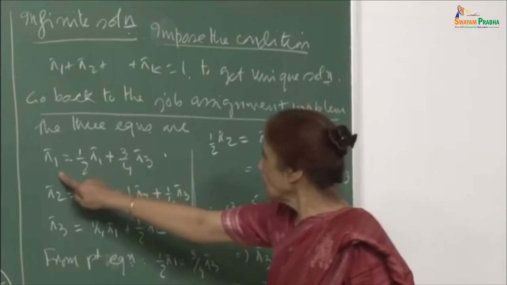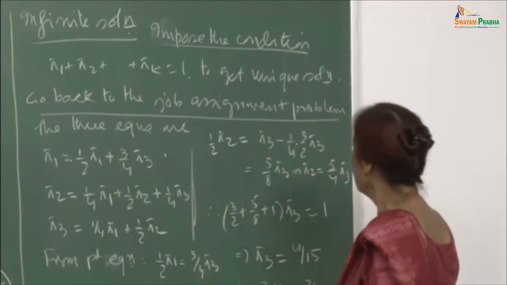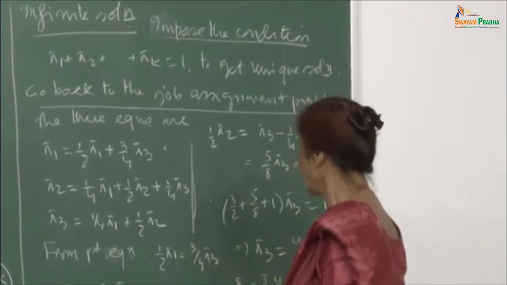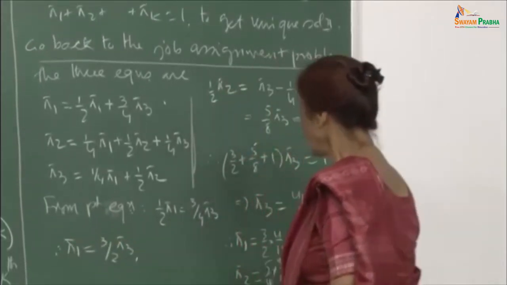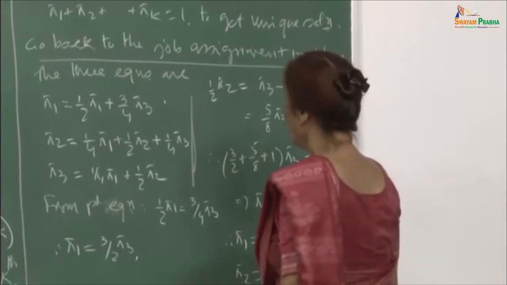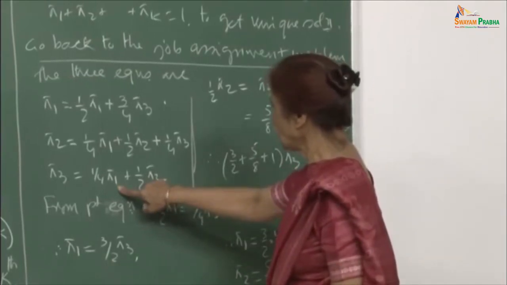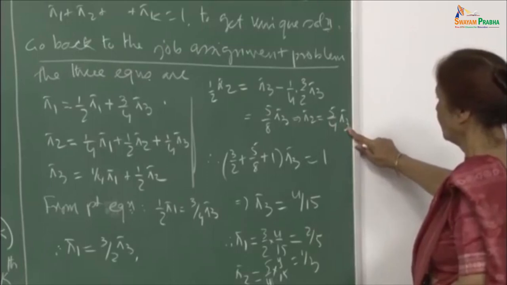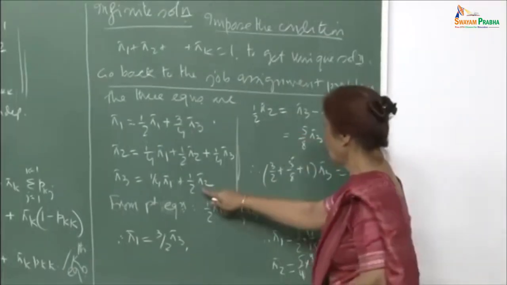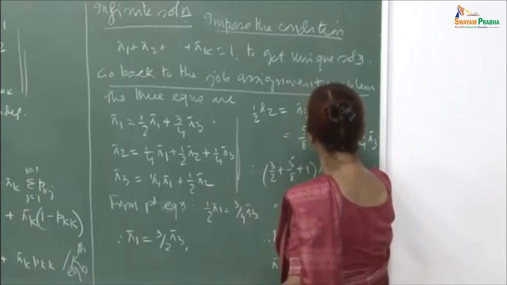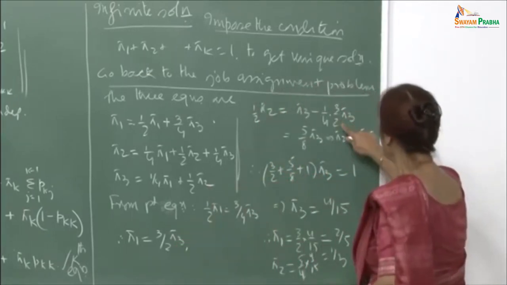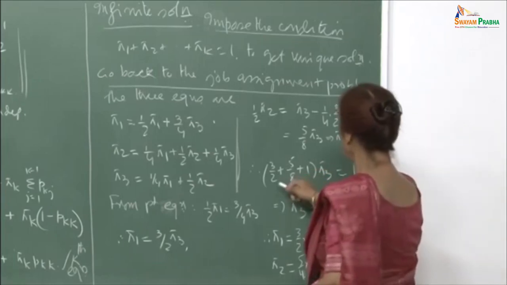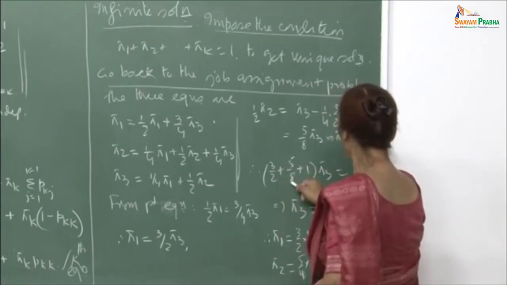So from here you immediately see that half of pi 1 is 3 by 4 pi 3. So pi 1 is 3 by 2 pi 3, right? And then you can substitute here for pi 1 in terms of pi 3 to get your pi 2. So pi 2 comes out to be 5 by 4 pi 3, okay? Because this is half pi 2 and this is pi 3 minus 1 by 4 into 3 by 2 pi 3, which makes it 3 by 8, so 5 by 8 pi 3, therefore pi 2 is 5 by 4 pi 3.